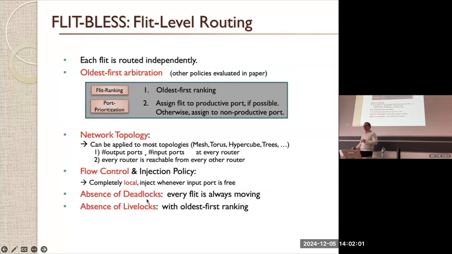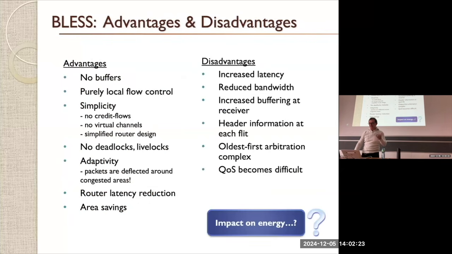Now you have the problem of livelocks, and we're going to talk a lot more about that later on. Livelock means you misrouted or deflected a flit, and it may not reach its destination. Assuming you have oldest first ranking, and every router obeys it, that's not a problem. The oldest flit will always reach its destination, and then some other flit will become the oldest. Okay, so clearly this comes with advantages and disadvantages. We've covered a lot of these already, but adaptivity is one advantage. Packets are deflected around congested areas. So you have some local congestion.